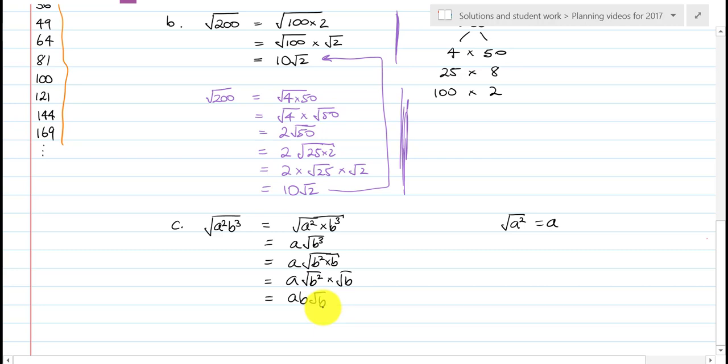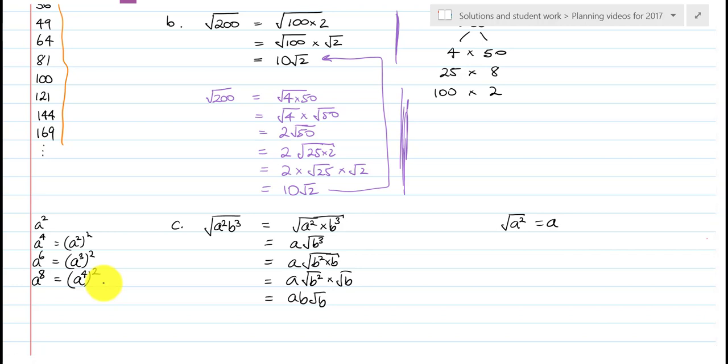So as another little side list over here, a squared is a square number, and a to the power 4 is equal to a squared squared, and a to the power 6 is equal to a cubed squared, and a to the power of 8 is equal to a to the power 4 squared, so on and so forth. So any even power is a square number. And if you've got an odd power, well, you can split it up using index laws into an even power and an odd power, and one, and you can take out that square factor there. So there we have an algebraic example as well. All the best.